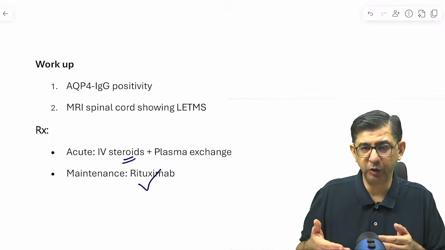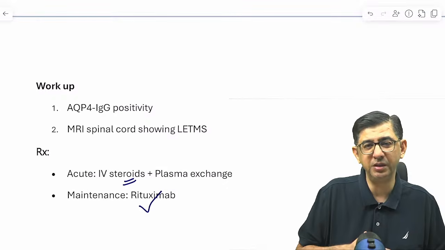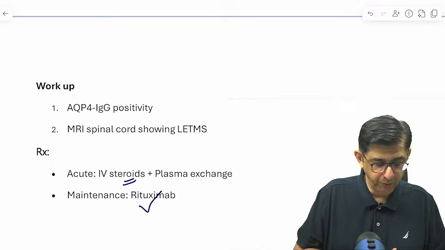It is just the A's and the B and then the D components that I mentioned, area postrema, brainstem and diencephalic, which I just wanted to bring to your attention.